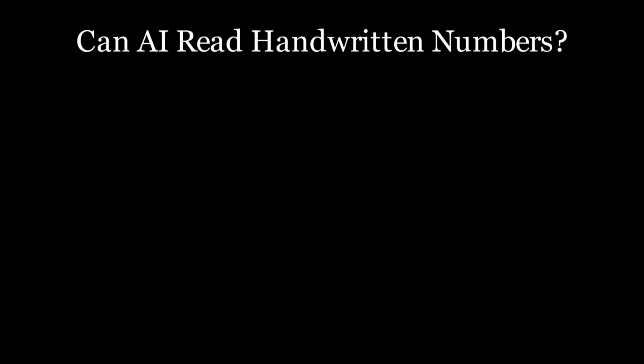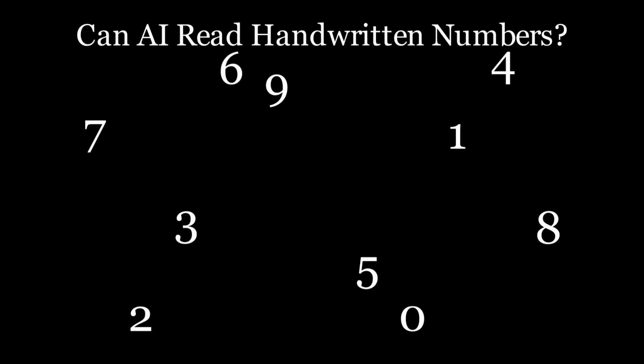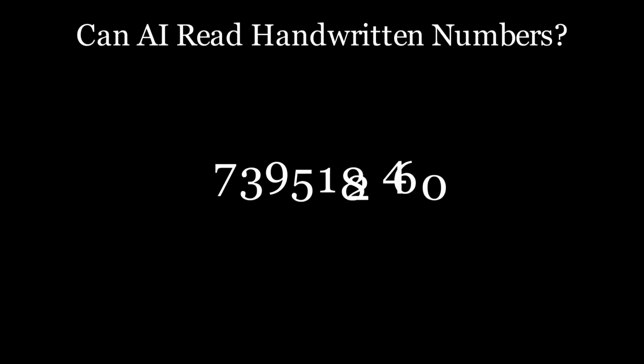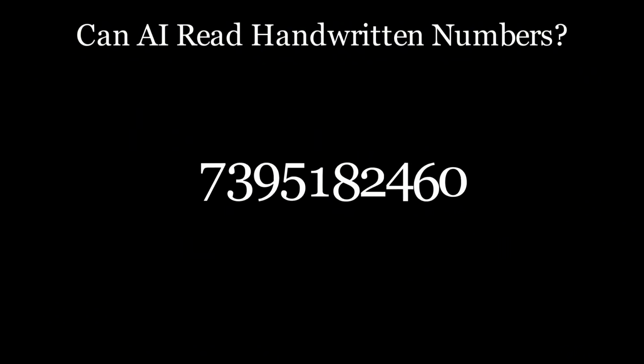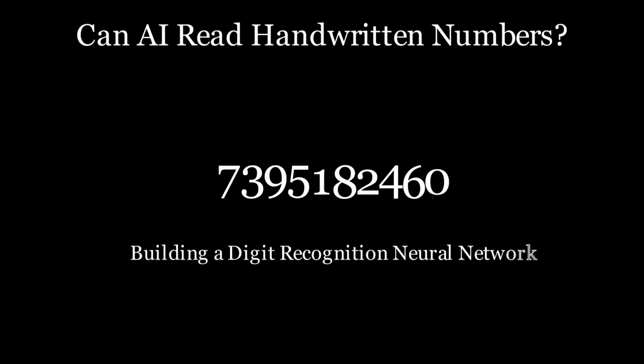Imagine showing a handwritten number to a computer and asking it to identify the digit correctly. Humans can instantly recognize a handwritten 5 or 8. But for a computer, an image is nothing more than a collection of numbers. In this video, we'll build a neural network that learns to recognize handwritten digits from 0 to 9 using PyTorch. Let's see how it works.